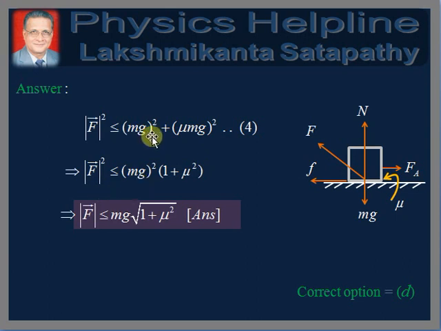Now we'll take mg whole square common. Both the terms have got mg whole square. So mg whole square into 1 plus mu square. Mod F square is less than or equal to mg whole square into 1 plus mu square. Therefore, taking square root, we get mod F is less than or equal to mg into root over 1 plus mu square, which is the answer to question 1. Therefore, the correct option is D.